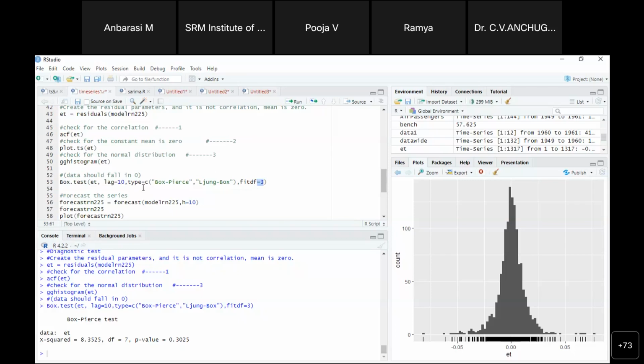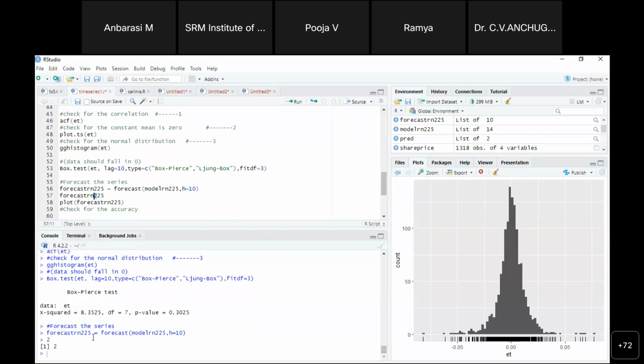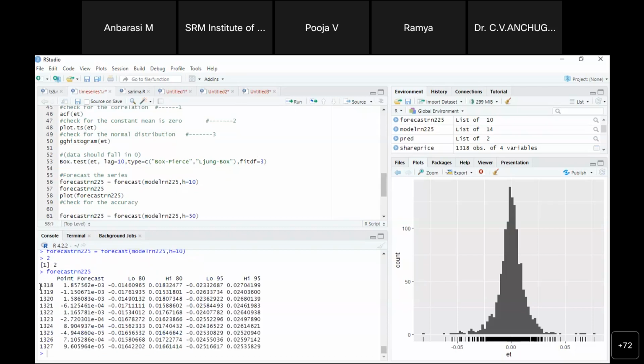Okay, so after performing this test, then what you have to do? We have to go for the forecasting. When you go for the forecasting, in this forecasting the next 10 records we are going to predict. So for the given model, the next 10 records we are trying to predict. When you display the next 10 records, this is how you'll get the output.